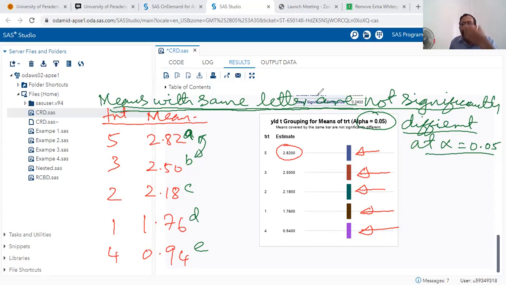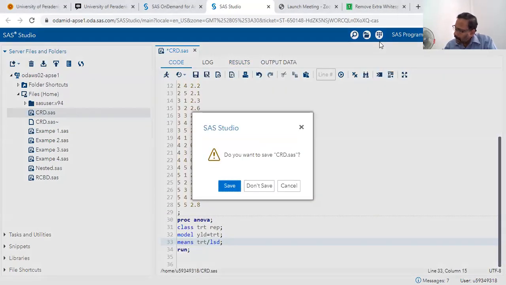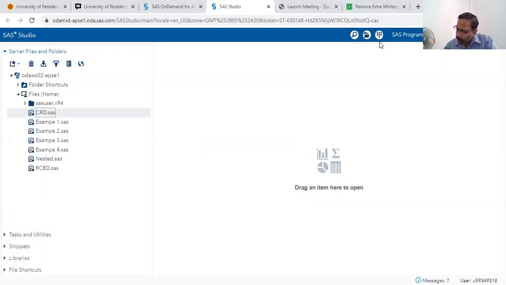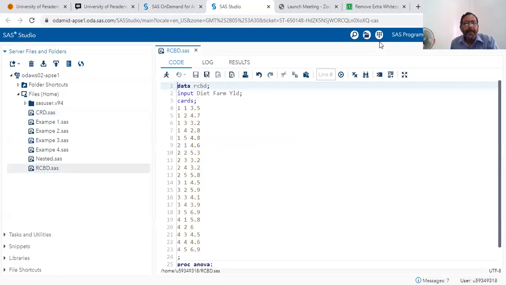We will go with the other examples also. I will go to the other one also, then we can do some exercise. I will go for RCBD. I will take the RCBD that we have run.